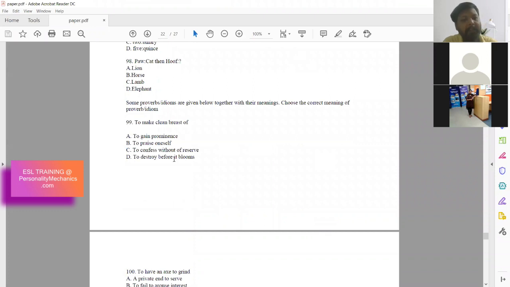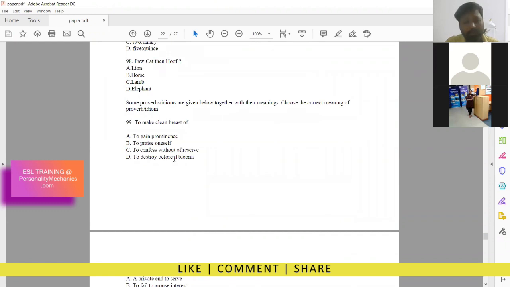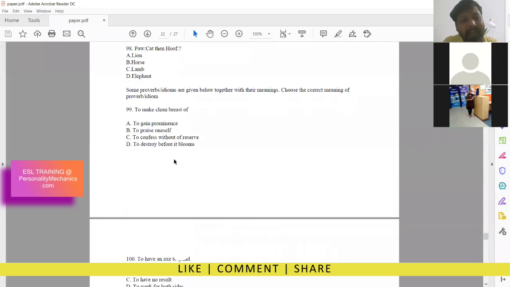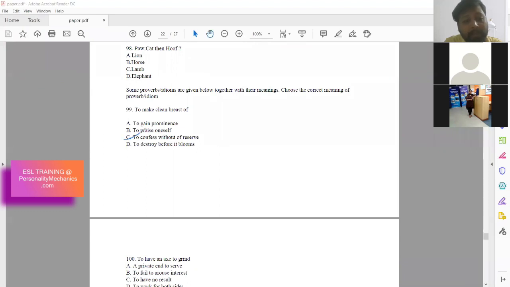Next are proverbs and idioms. The first one says to make a clean breast of. This is something that I have discussed in most of my lectures earlier, though not with you. I'm not sure if you people have done this with me, but it's absolutely the same. To make a clean breast of means to confess without reserve, to confess absolutely everything without keeping anything to yourself. Do not even think about the consequence. Just confess. That is what to make a clean breast of. So that's the answer. It's basically an idiom.